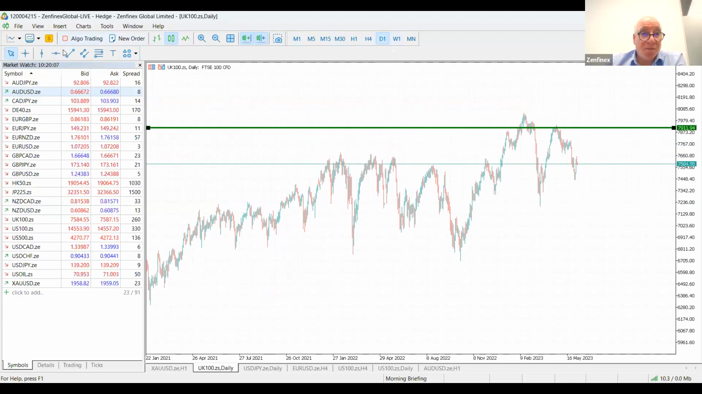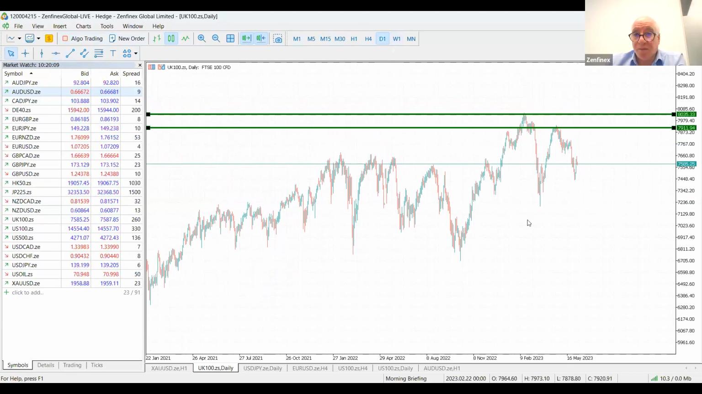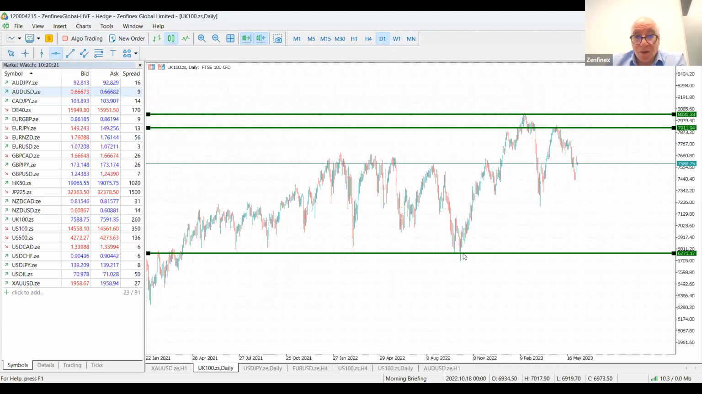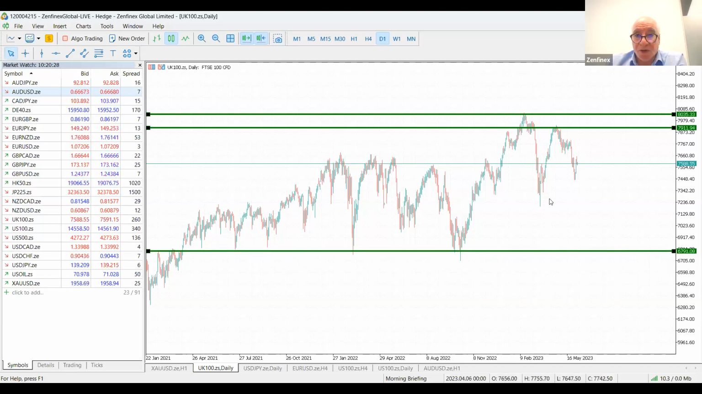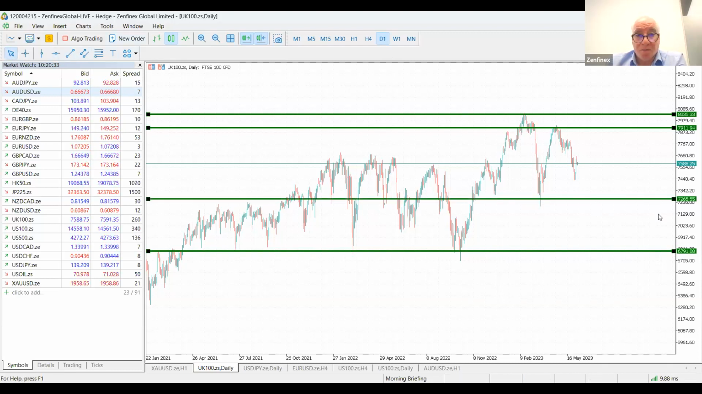So we can see here the daily. So this area now is going to be an area that we're going to look. Already it's actually reversed from this level here. Let's put some daily levels of support and resistance. I'm going to move that up a little bit. We can see that markets turned here. So we're starting to frame a trading opportunity on the FTSE 100.